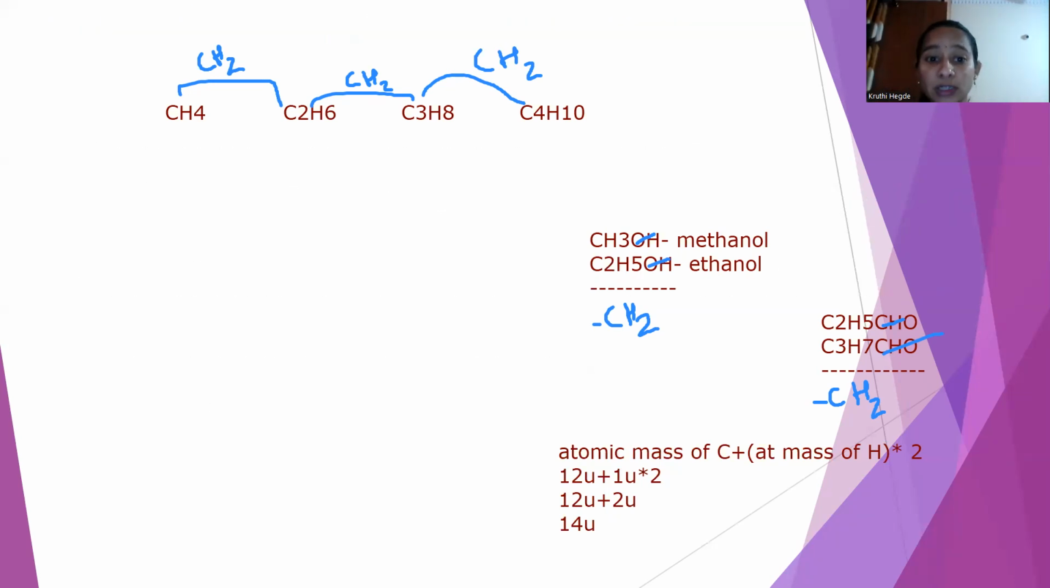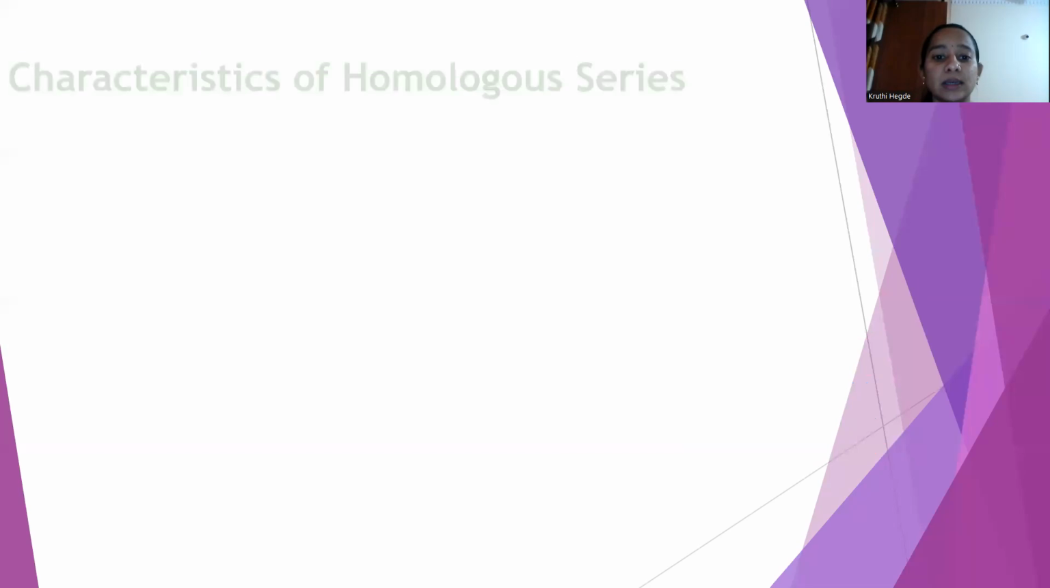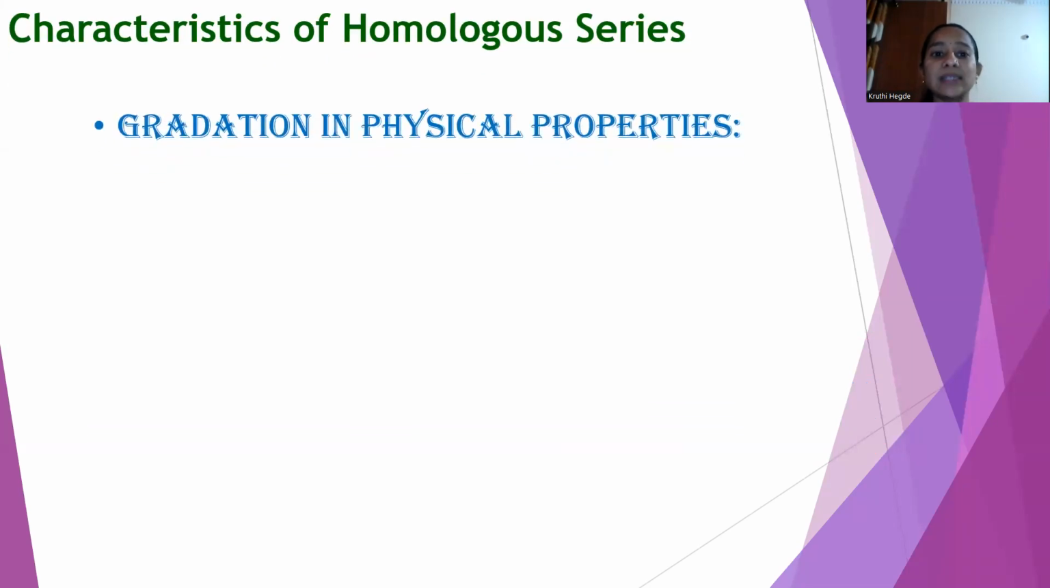There are two more properties which we need to discuss. Let me erase this. One is that in a homologous series, there is gradation in physical properties. Gradation means physical properties increase by a definite amount, not an abrupt increase. It does not suddenly peak or suddenly fall. There is gradation in physical properties.